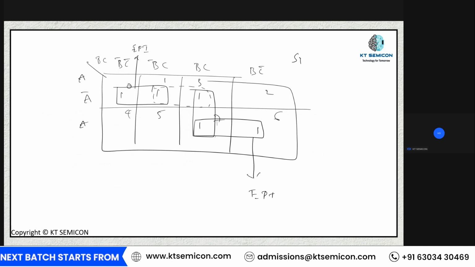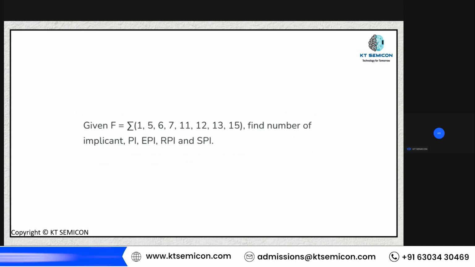So the selective prime implicants which we have here total 2. The essential prime implicants we have are 2. And redundant prime implicants are 0. So these are nothing but the prime implicants in K-maps.